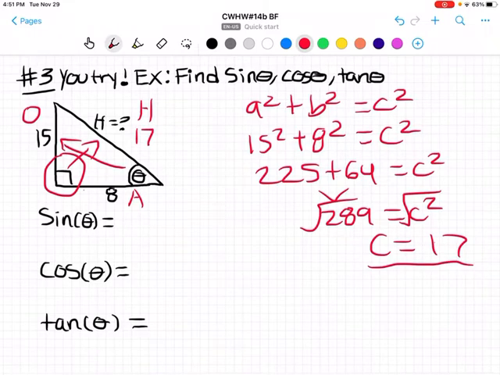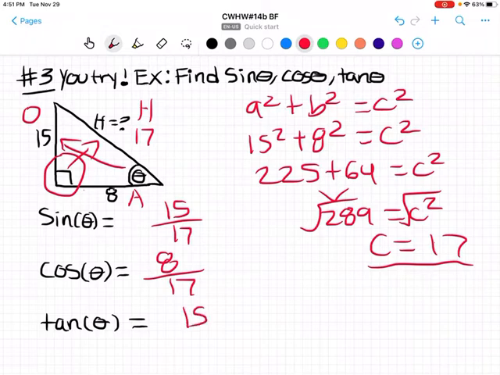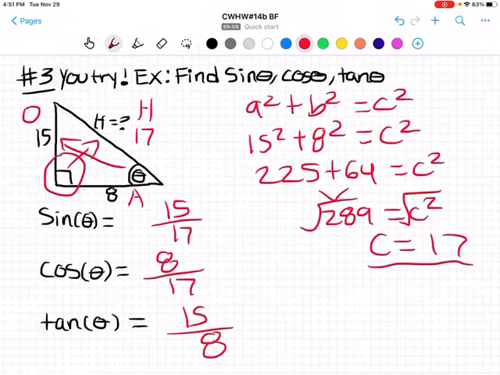Remember SOHCAHTOA, so sine theta is opposite over hypotenuse, which is going to be 15 over 17. Let me rewrite that better. It's going to be 15 over 17. Cosine theta is adjacent over hypotenuse, which is a over 17. And lastly, tangent theta is going to be opposite over adjacent, 15 over a. Double check if you can simplify. If you can, just box your answer at the end.